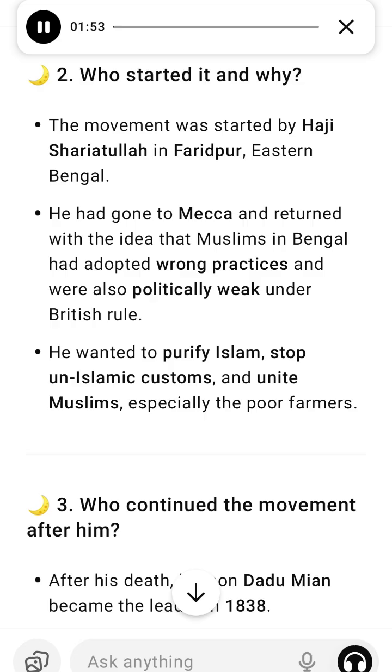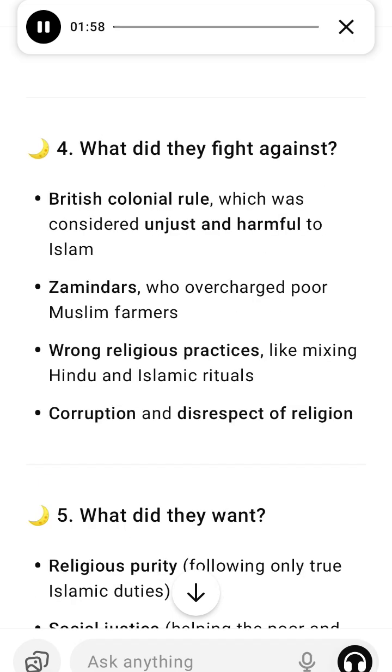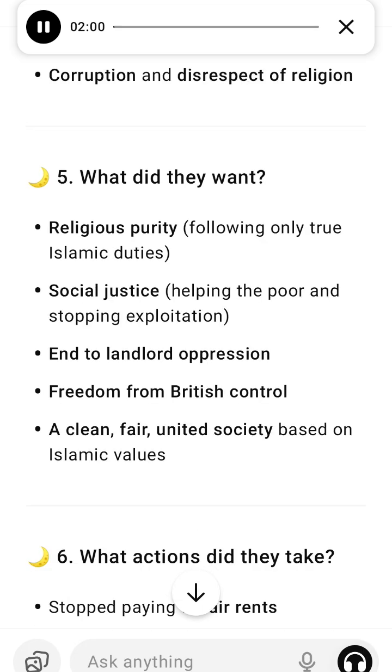The British and zamindars saw the movement as a threat. They sent troops and suppressed the rebellion. Fighting and disturbances continued in the area for years, into the 1830s and 1840s. Though the movement was crushed, it showed how poor people could unite for their rights and dignity.